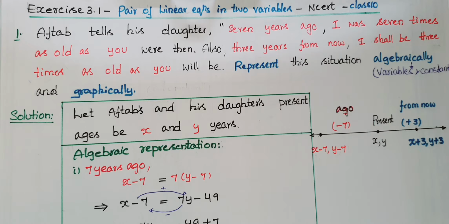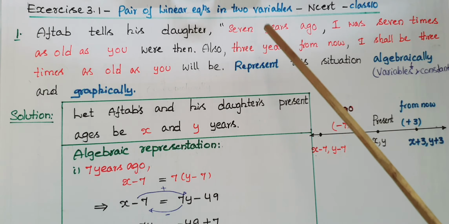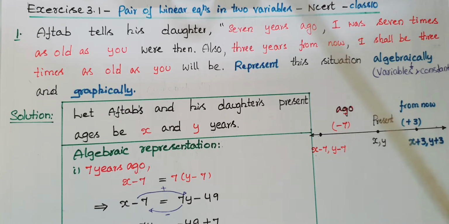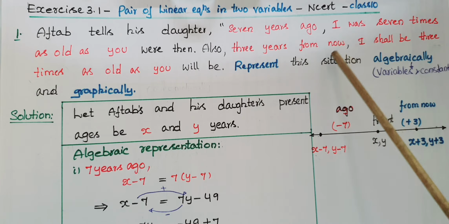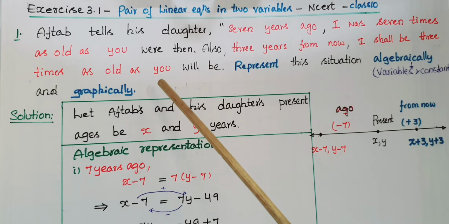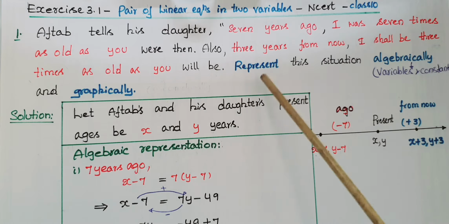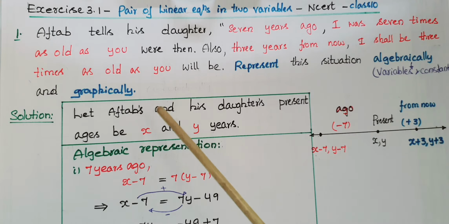Hello everyone. Today I am going to tell the solution of the first problem from exercise 3.1 from Pair of Linear Equations in Two Variables from NCERT Class 10. Aftab tells his daughter, 7 years ago I was 7 times as old as you were then. Also 3 years from now I shall be 3 times as old as you will be. Represent this situation algebraically and graphically.